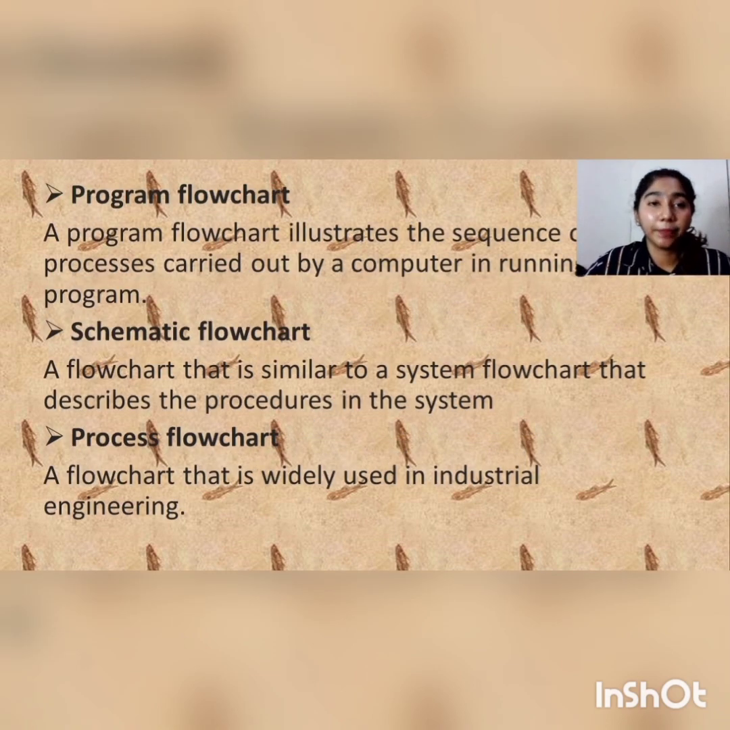Third, program flowchart. A program flowchart illustrates the sequence of logical processes carried out by a computer running the program. It explains each step of the program process, and consists of two types: first, program logic flowchart, and second, detailed computer program flowchart.